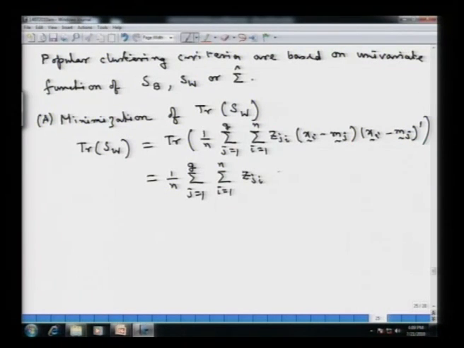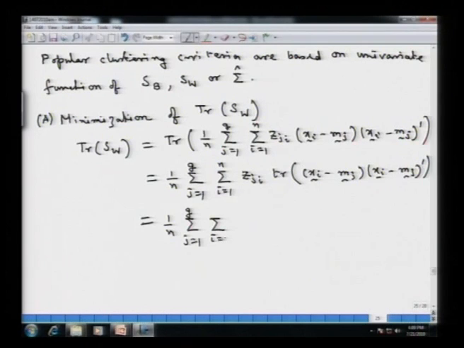So, it is z_ji and then the trace of this quantity, which is (x_i - m_j)(x_i - m_j) transpose, right. Now, trace of AB is equal to trace of BA. So, we can write that as summation j equal to 1 up to g, summation over i equal to 1 up to n, z_ji into this quantity, which is nothing but ||x_i - m_j||². So, this term is this only.